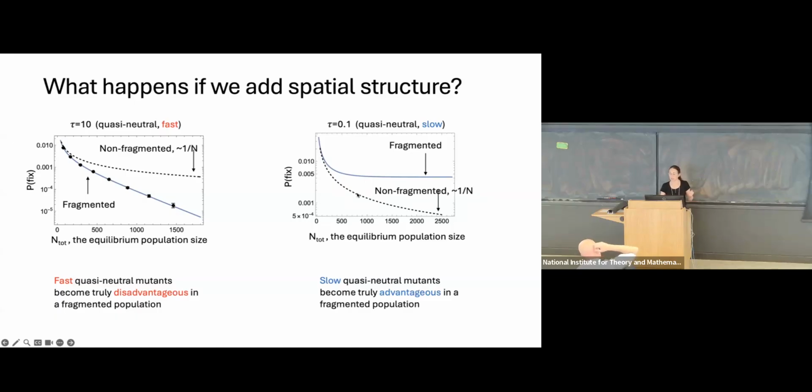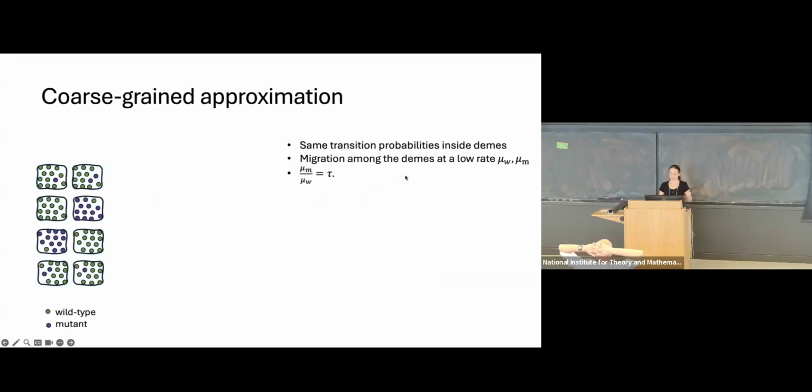And this guy here is a slow quasi-neutral mutant. As a function of population size, its probability to fixate becomes constant, so it acts completely like an advantageous mutant. And again, look at this, a 10 to the minus 4 difference between non-fragmented and fragmented. So fast quasi-neutral mutants behave like very disadvantageous mutants if you put them on islands and allow slow migration, and slow quasi-neutral mutants behave like advantageous mutants in these populations.